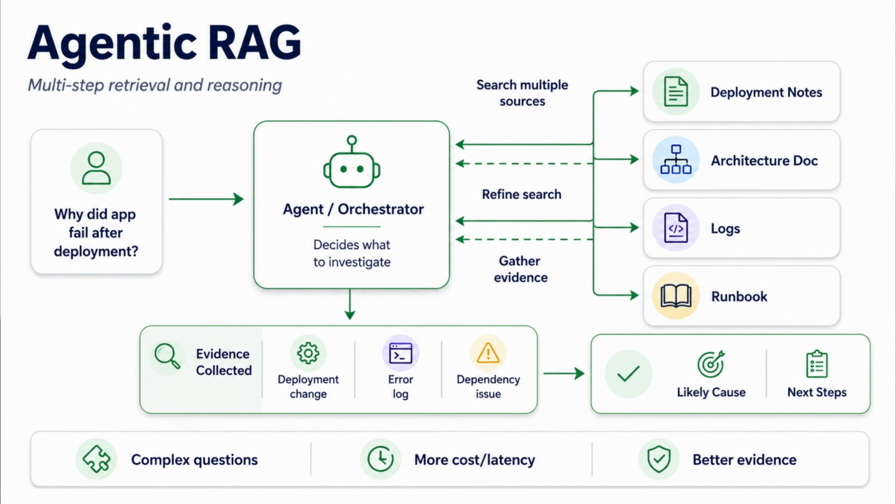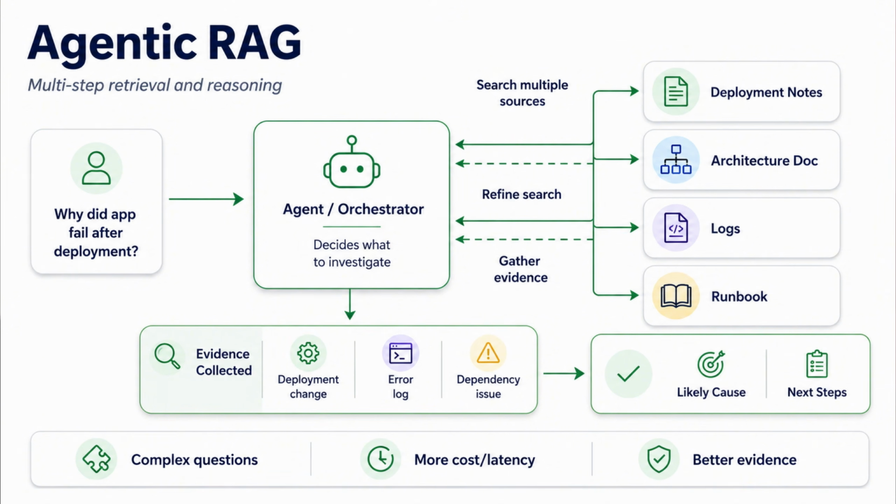Let's take a cloud operations example. A user asks, why did the application fail after the deployment? A normal RAG system may search the document base and return a few related chunks. But an agentic RAG system can do more. It may first search the deployment notes, then retrieve the architecture document, then check the latest logs, and after that create a structured answer with the most likely cause and the next steps.